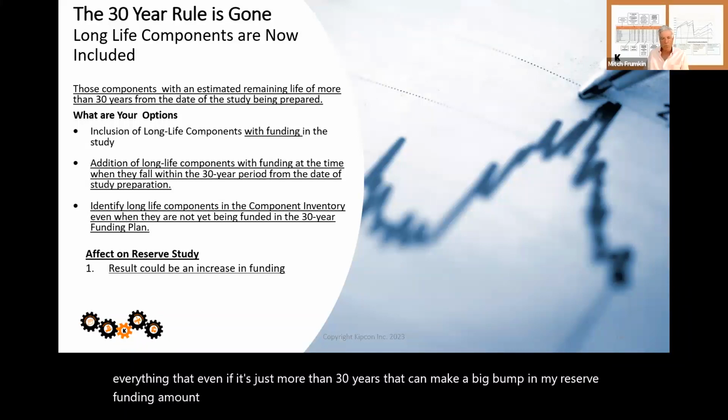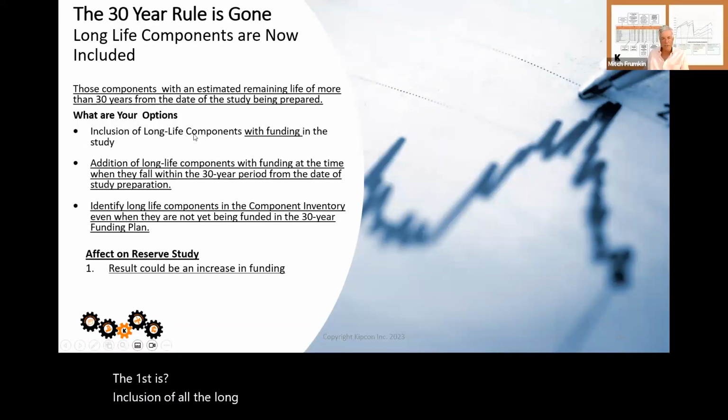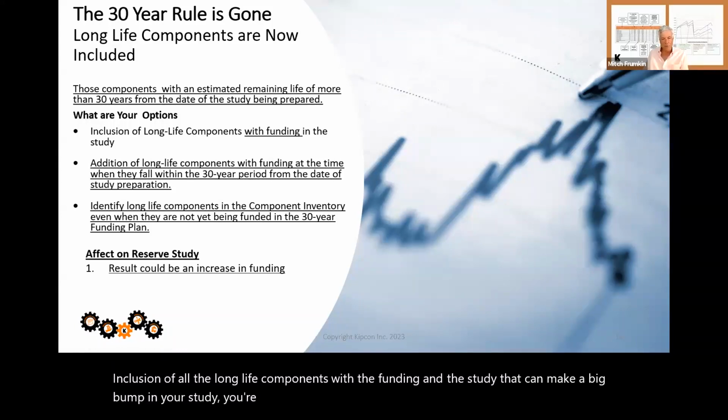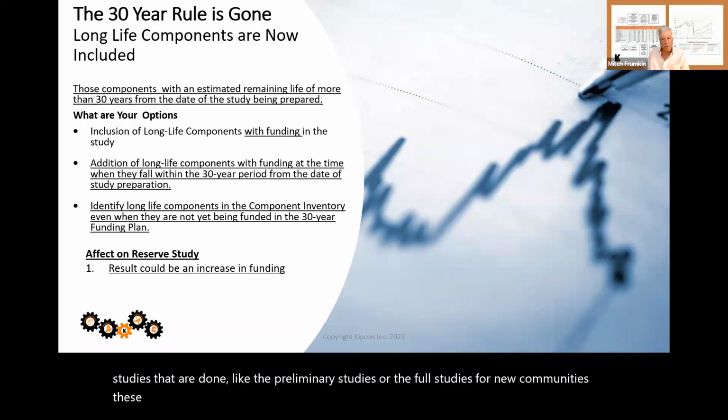So there's a few different ways to do it. There are a few different options. The first is inclusion of all the long life components with the funding in the study. That can make a big bump in your study. You're not going to want to do that if you're doing an update. For the new studies that are done, like the preliminary studies or the full studies for new communities, these long life components are going to be included, and they're going to be included with funding. Although you can do one of the other two also.